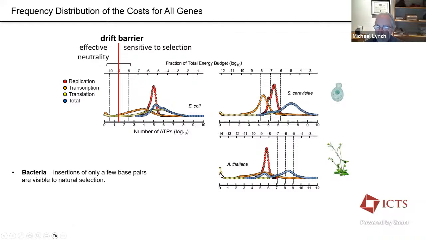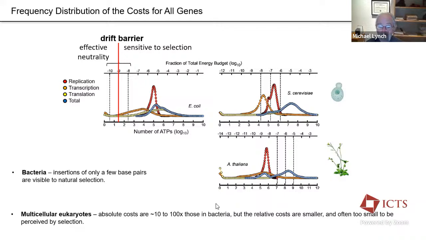And that means that if a gene stops paying for itself in terms of fitness, selection is not going to be able to eradicate it. It's not going to be a promoted deletion. It might drift out of the population, but it's not going to be promoted by selection, because the eyes of natural selection are effectively glazed over. So these absolute costs, as I just said, are 10 to 100 times that of a bacterial gene, but the relative costs are smaller because the cell volume is larger.